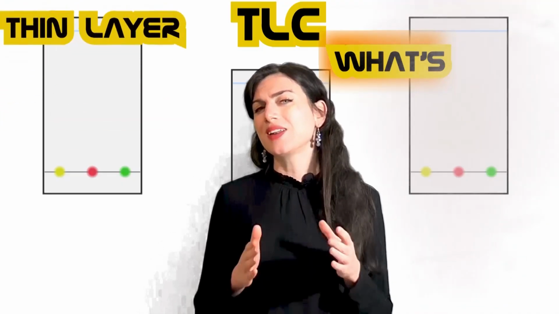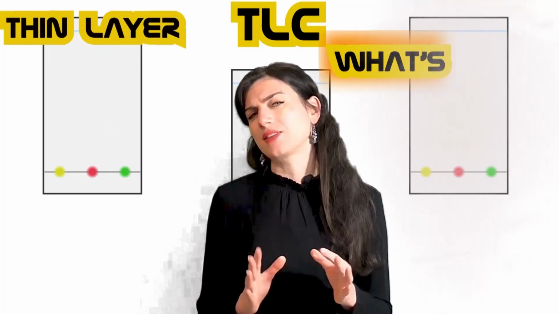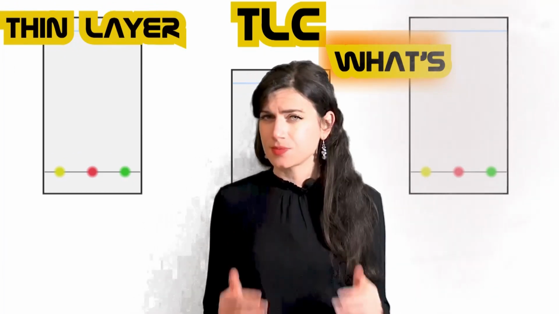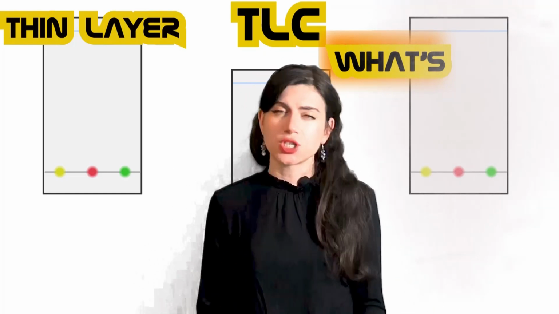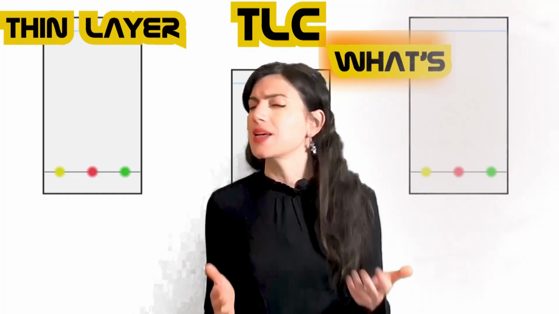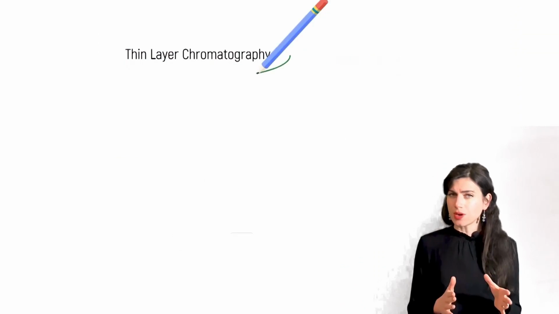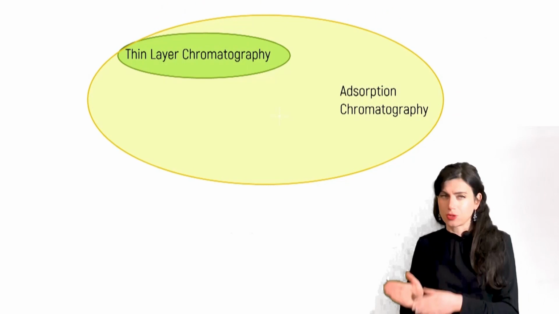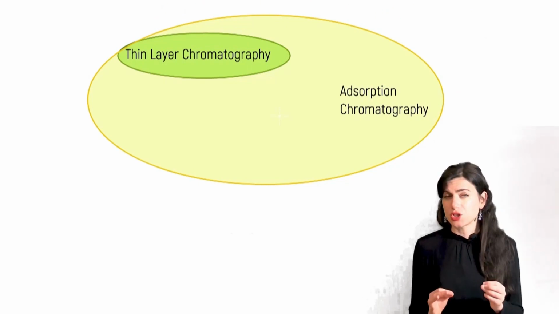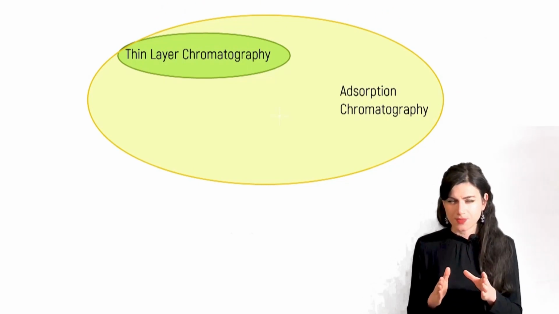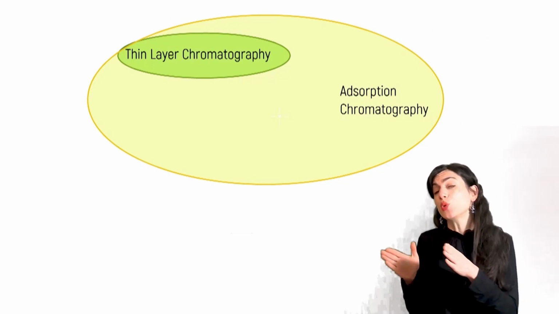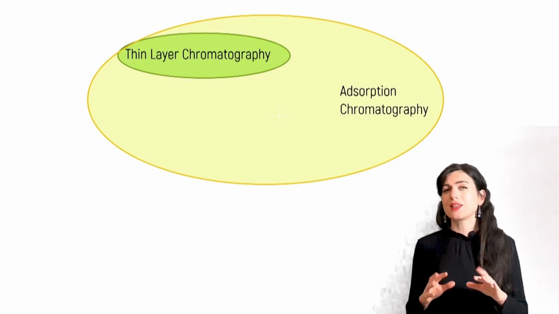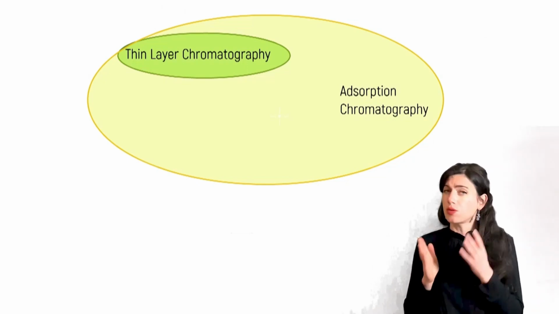Now, what does thin layer mean? Before understanding that, it's important to note that chromatography is divided into various classes based on different parameters, such as the type of mobile phase and so on. Now, thin layer chromatography falls under the classification of adsorption chromatography. Why? Because the interaction between the stationary phase and the compound to be purified is an adsorption interaction, meaning it occurs at the surface of the solid.